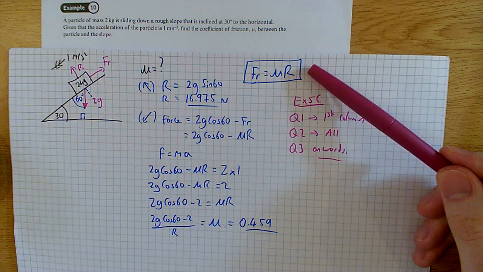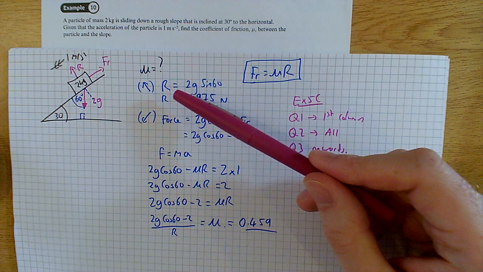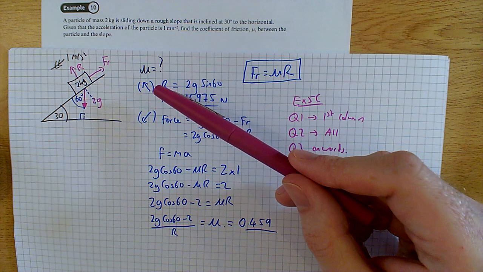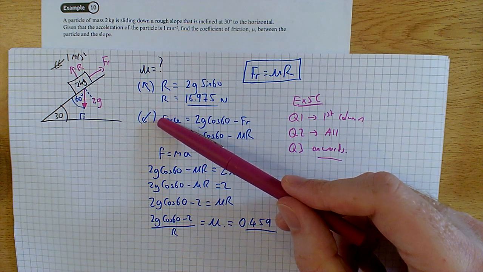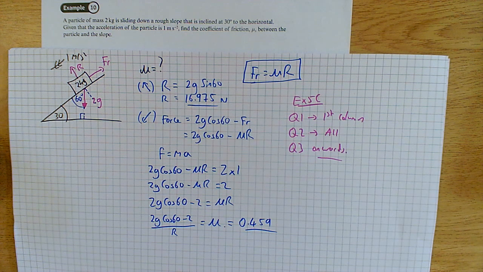Remember, when you're doing these, friction equals mu R is the key formula, and you've got 2 things you're going to do. You're going to resolve in the direction of R, and you're going to resolve in the direction of motion. And then you're going to use F equals ma, and hopefully everything should come out from there.